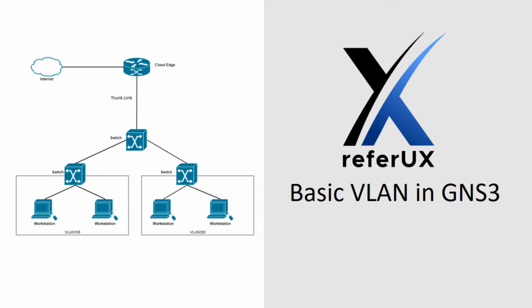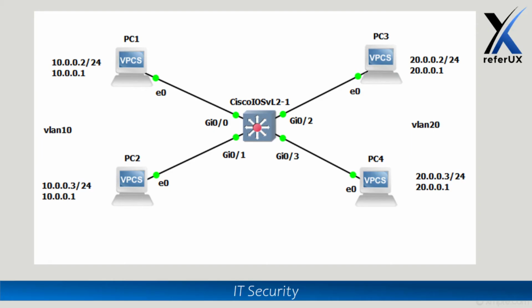Myself Nimesh. Today, let's see how to configure basic VLAN configuration in GNS3. In this tutorial, I'll be using this diagram, which comprises one Cisco layer 2 switch and 4 PCs. These 4 PCs will be separated, reconfigured into two VLANs called VLAN 10 and VLAN 20.